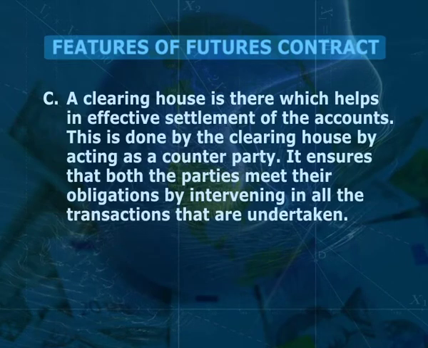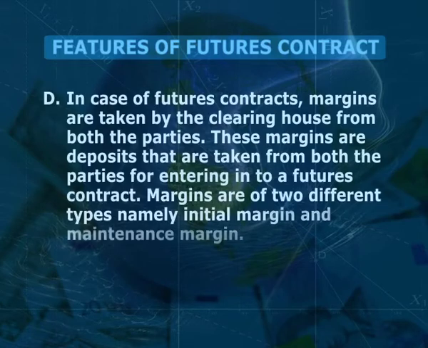This is done by the clearing house by acting as a counterparty. It ensures that both the parties meet their obligations by intervening in all the transactions that are undertaken. In case of futures contracts, margins are taken by the clearing house from both the parties. These margins are deposits that are taken from both the parties for entering into a futures contract. Margins are of two different types, namely initial margin and maintenance margin.